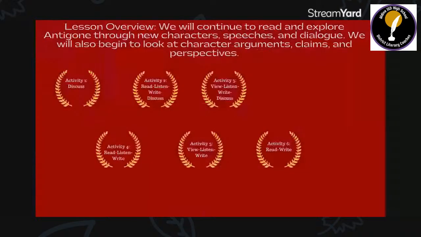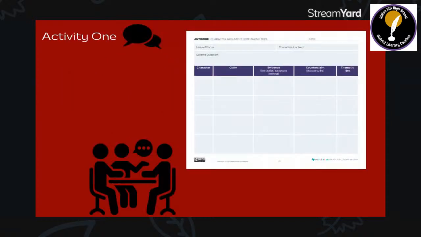In this lesson, students will continue to read and explore Antigone through new characters, speeches, and dialogue. They will also begin to look at character arguments, claims, and perspectives. This lesson begins with students reviewing whether they think Ismene or Antigone has stronger support for their respective arguments to either abide by Creon's law or not, and noting which thematic ideas are at the heart of each sister's argument.